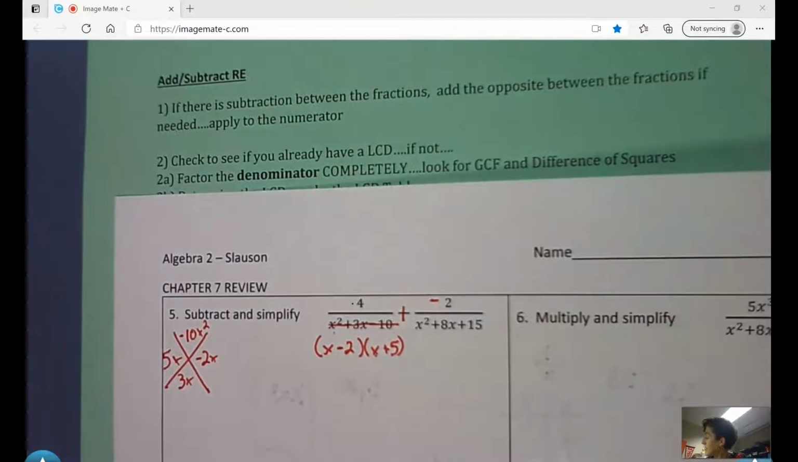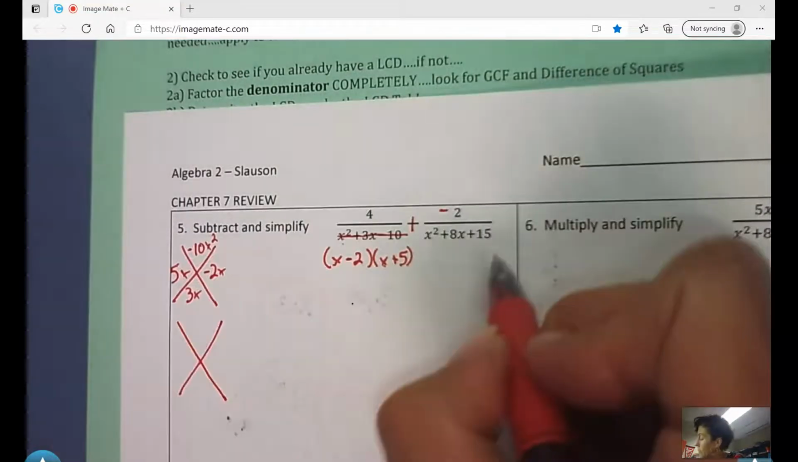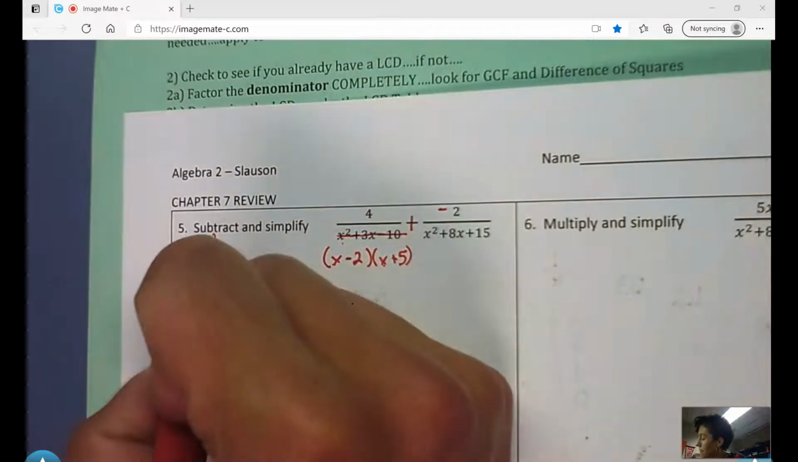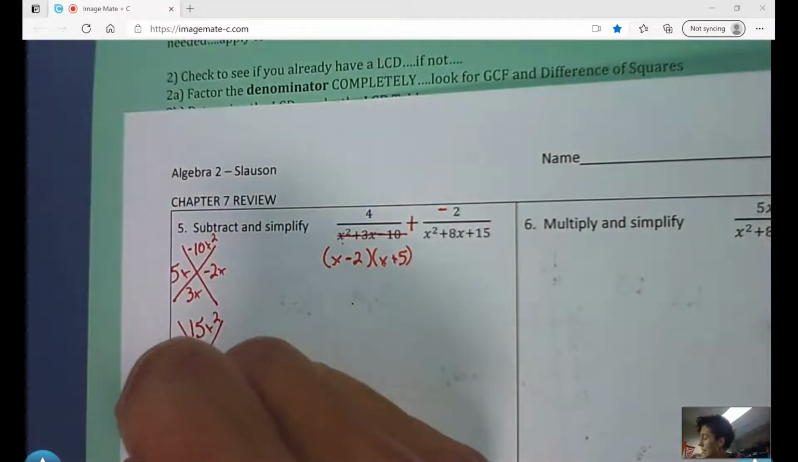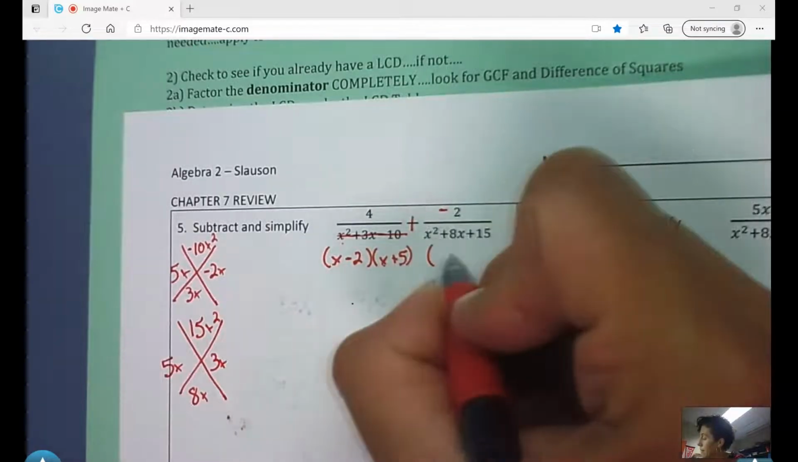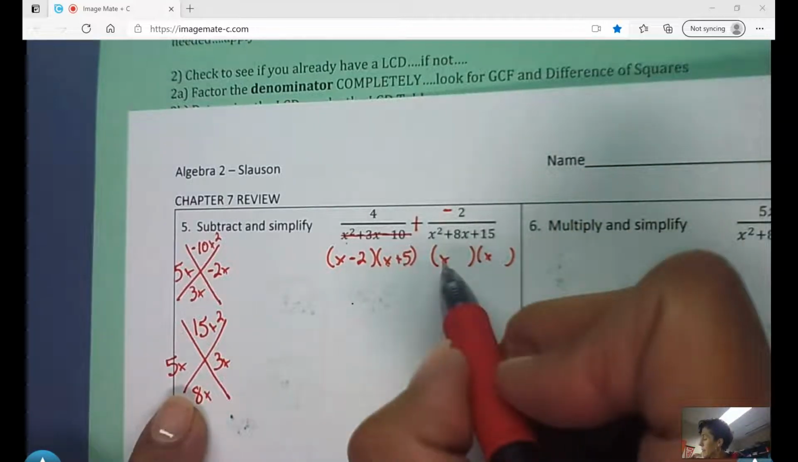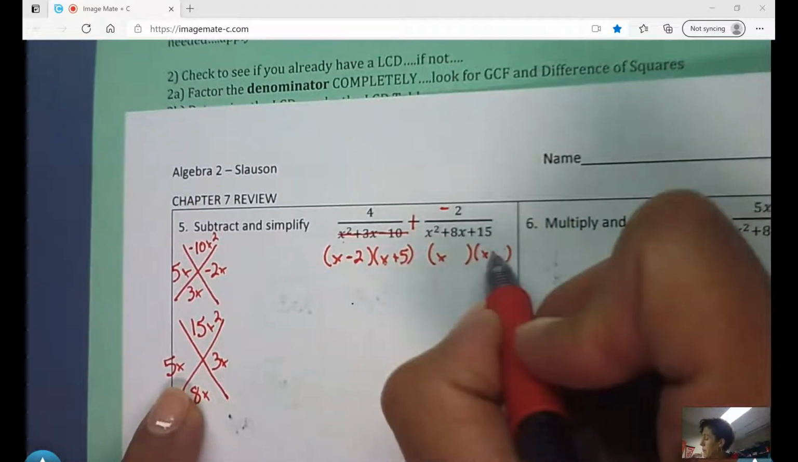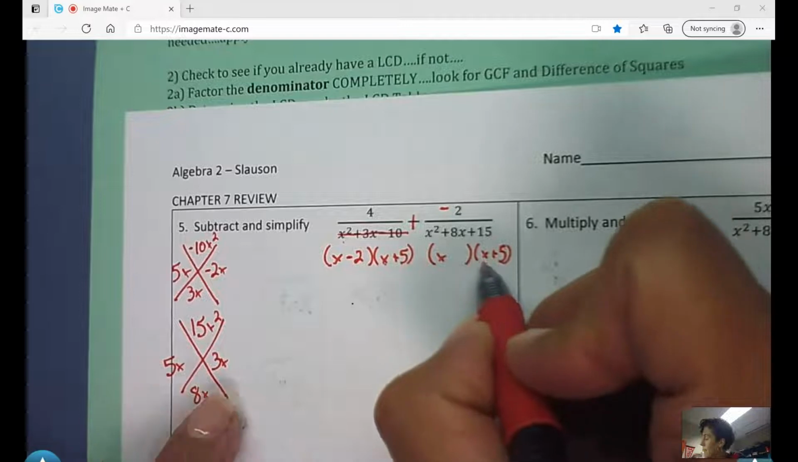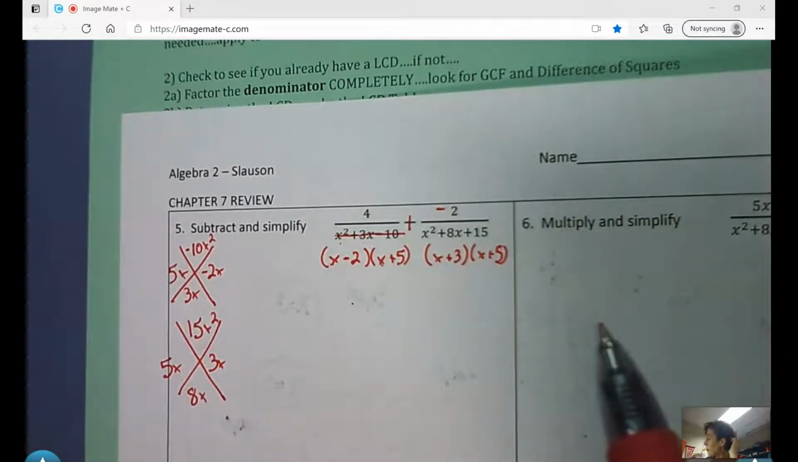As far as this one goes, again there's no GCF, I need factors of 15 that make 8, and that will be a 5 and a 3. So making parentheses with the x's, x can loop here with the positive 5 to make 5x, and x can loop here with a positive 3 to make the 3x.